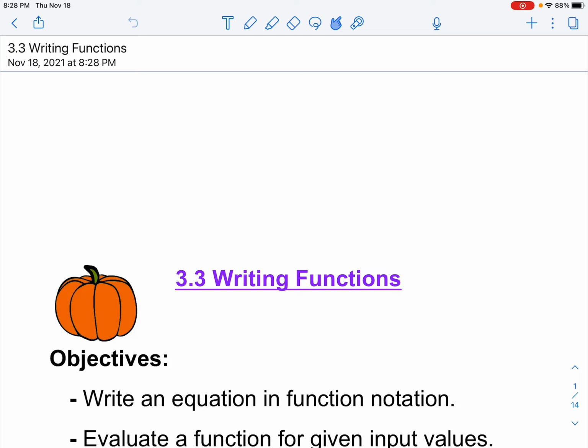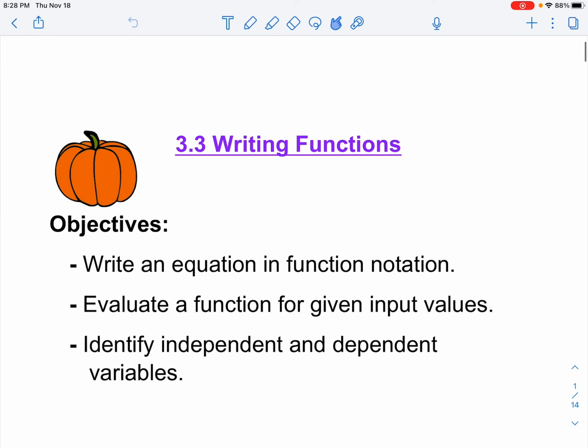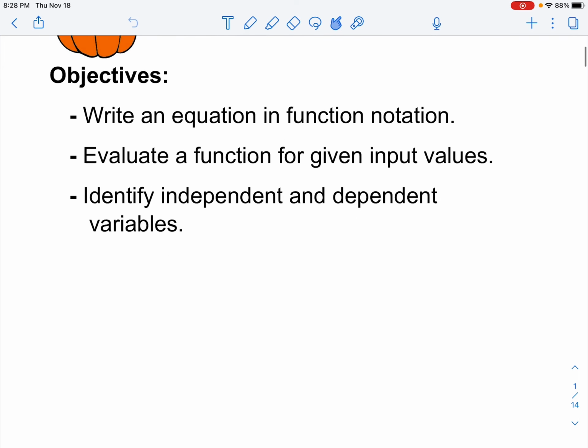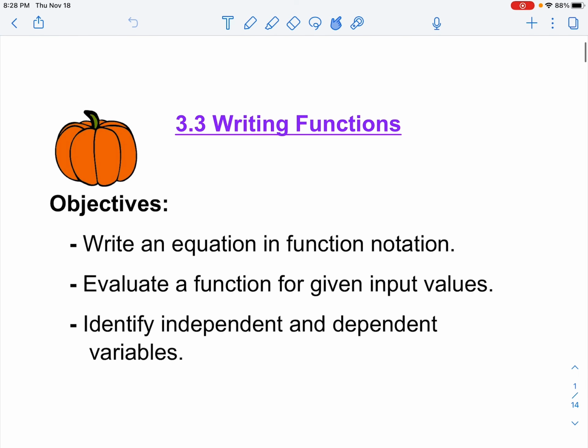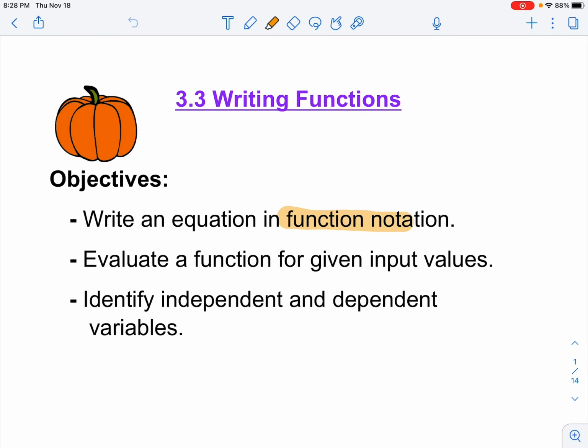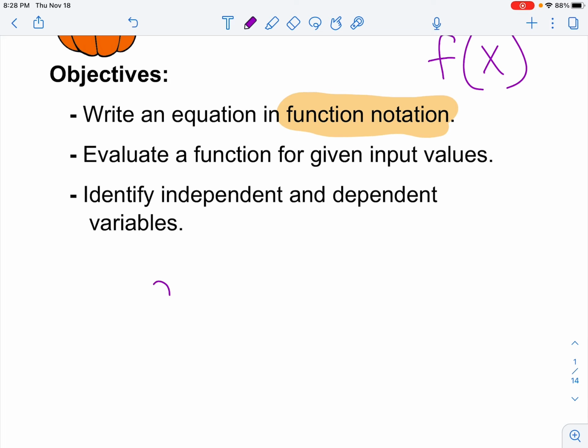In the last lesson, we learned all about domain and range of functions, and now we're going to actually write functions in what is called function notation. All right, you may have seen, hopefully you've already seen something that looks like this, f with a parentheses x. That is called function notation. It's not f times x, it's f next to an x in parentheses, which is really just a way of writing an equation.